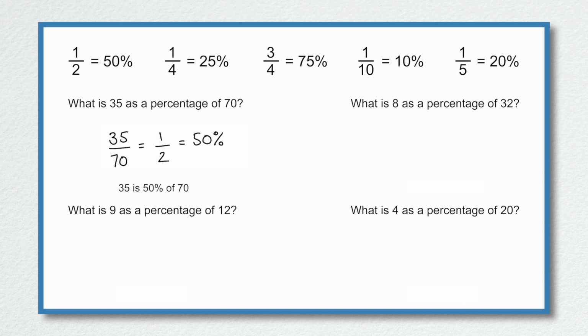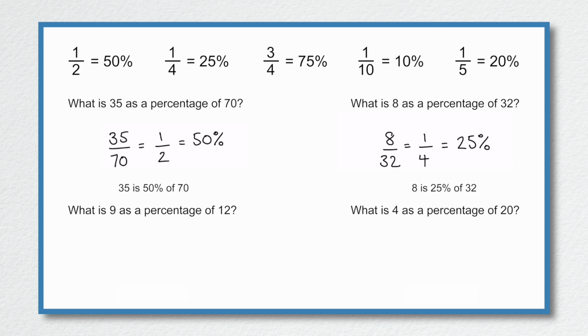What is 8 as a percentage of 32? Again, if we write this as a fraction, we have 8 over 32. And you are probably aware, because 8 goes into 32 4 times, that this fraction could be simplified to a quarter. And we know that a quarter is 25%. So we can say that 8 is 25% of 32.